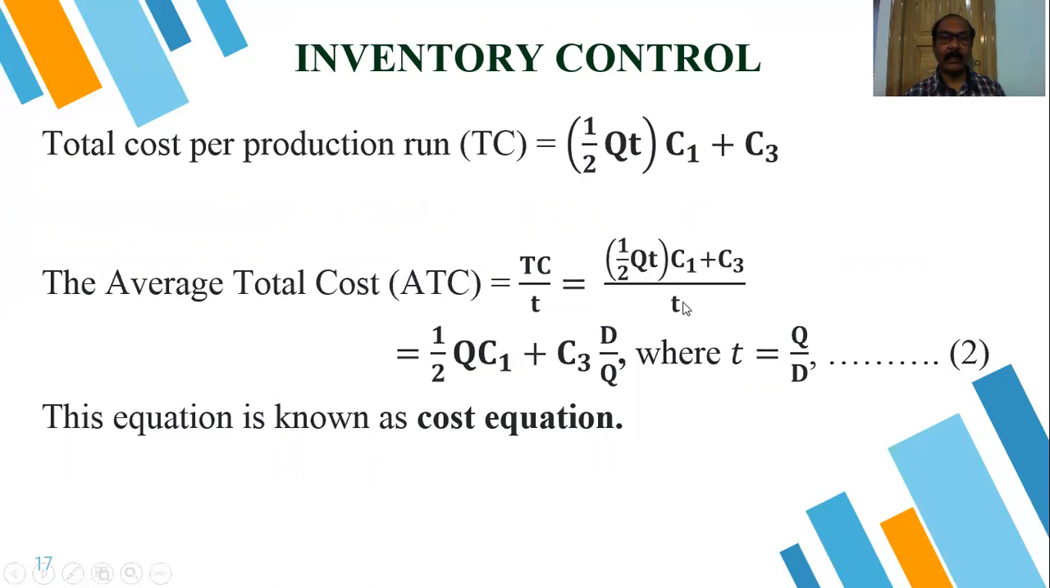1 by T, we will get D by Q. We already find out that T is equal to Q by D, or we can say we already find out that Q equal to DT. From that we can write T equal to Q by D. Since T is in the denominator, so it will be D by Q. So this equation is known as the cost equation.